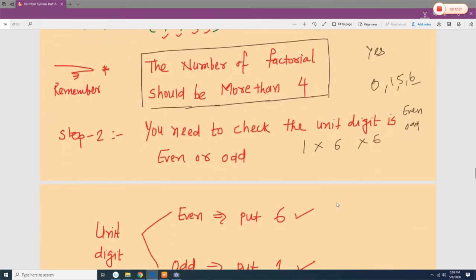But what you need to do, first you have to multiply these two figures, it is 36, and then this 36 you have to multiply with this figure. So 6 into 6 is 36. So 6 is the answer.